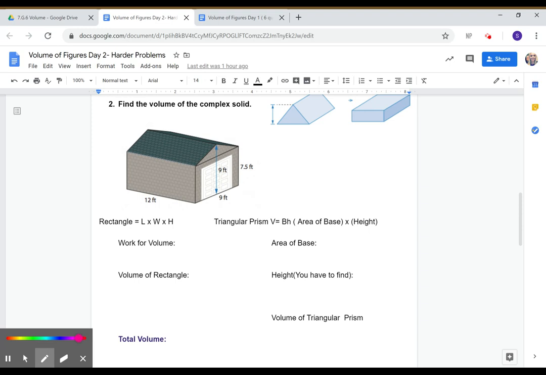You want to find the volume of the solid. So again, I want to break this up. I could see there's a triangular prism on top. So this is the top. I see a rectangular piece as my bottom. So I'm going to start with the rectangle. We use the formula length times width times height. So I'm just going to outline the rectangle so you guys can see it.